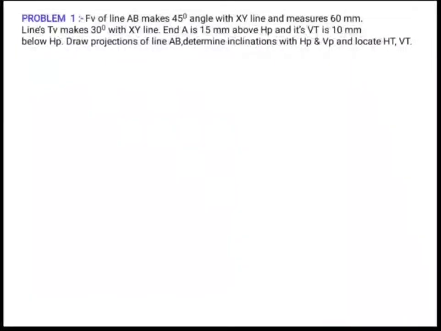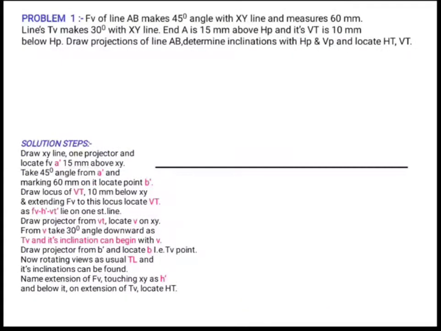Front view of line AB makes 45 degree angle with XY line and measures 60 millimeter. Line's top view makes 30 degree with XY line and A is 15 millimeter above horizontal plane and its vertical trace is 10 millimeter below horizontal plane. Draw projections of the line AB, determine inclinations with horizontal plane and vertical plane and locate horizontal trace and vertical trace. So now we can solve this problem.